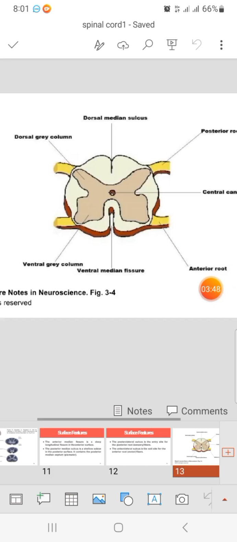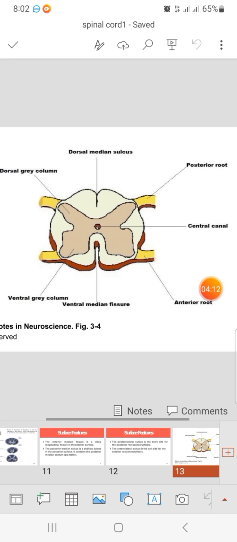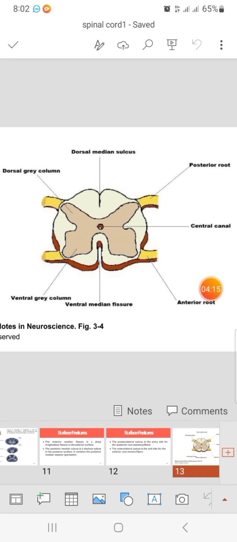Now just look at this picture. This is the section of a spinal cord. In the center you can appreciate the central canal. Then around the central canal is a butterfly shaped area which is known as the grey matter, while outside is the white matter. Now you can also appreciate the posterior root and the anterior roots of the spinal nerve, and in the anterior aspect you can appreciate the ventral median fissure, which is also known as the anterior median fissure, while on the posterior or the dorsal aspect you can appreciate the dorsal median sulcus, which is also known as the posterior median sulcus.